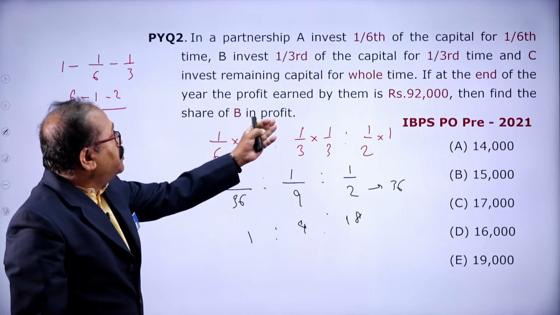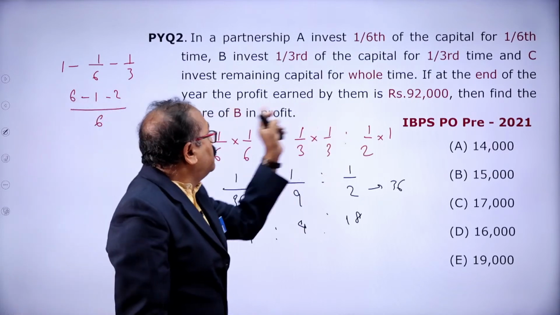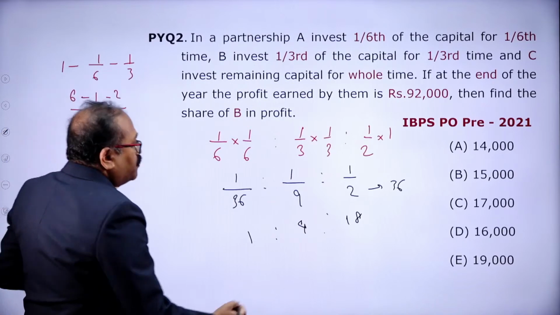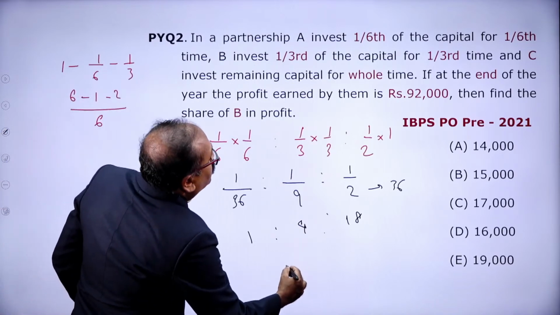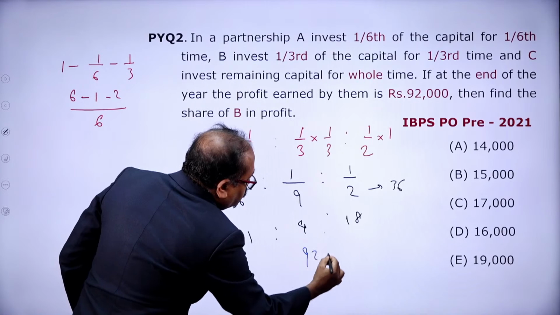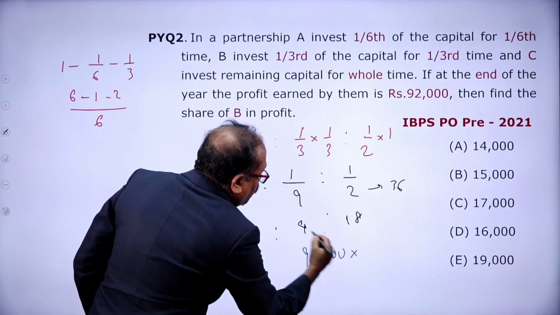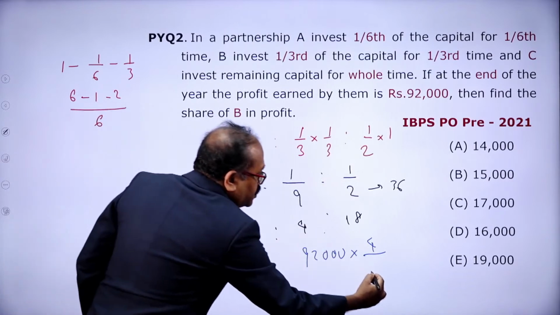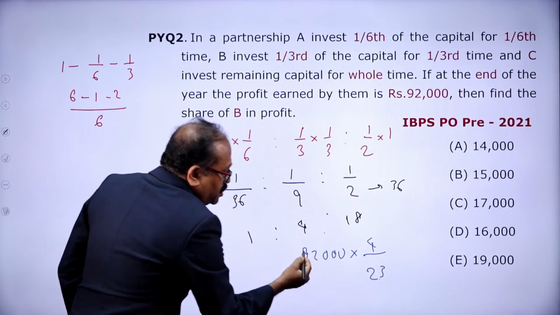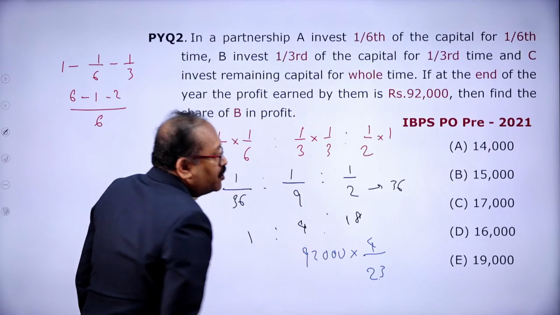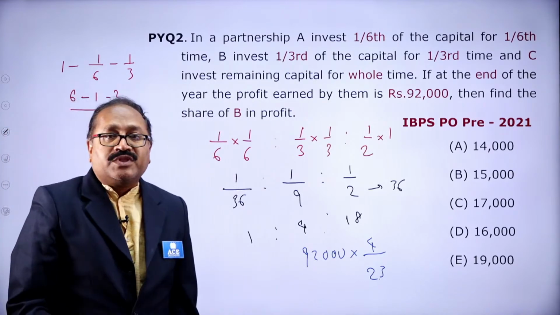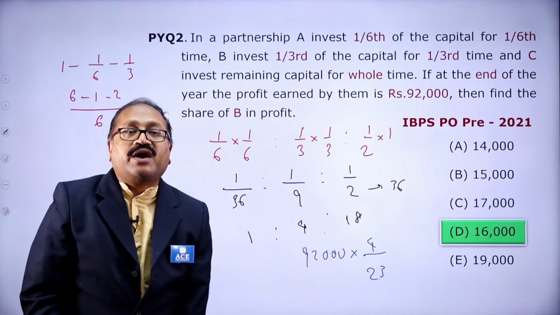Now you can find it out. The total profit is there. You need to find out the profit of B. The total profit is 92,000, and the profit of B is 4 parts out of the total, that is 23. With 92,000 divided by 23, I get 4,000, and 4 times that is 16,000. Anyone answer the question? 16,000. Option choice D.